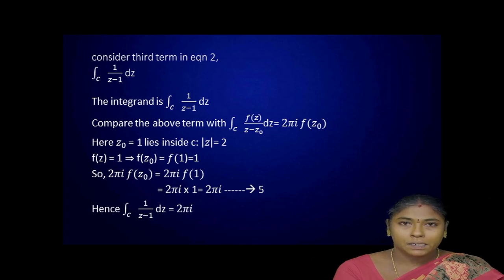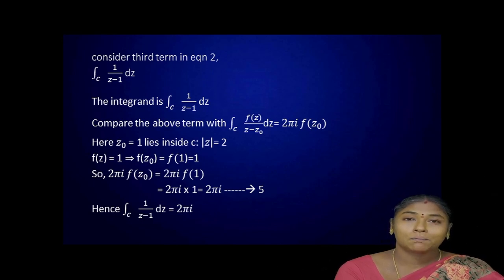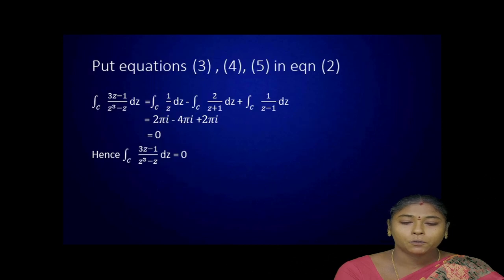The third term in equation 2 was the integral over C of 1 by (z minus 1) dz. Let us compare it with Cauchy integral formula. The numerator f of z is equal to 1 and in the denominator z naught is equal to 1. 1 lies inside the circle mod z equal to 2. So 2 pi I into f of z naught becomes 2 pi I into f of 1, which is equal to 2 pi I into 1, which is 2 pi I. So the third integral, over C of 1 by (z minus 1) dz, is equal to 2 pi I.